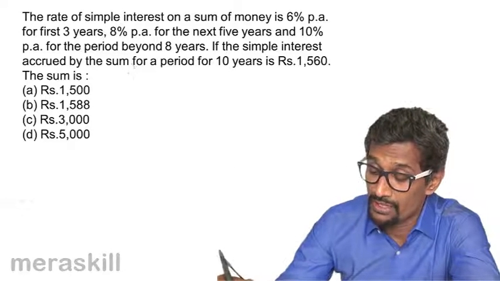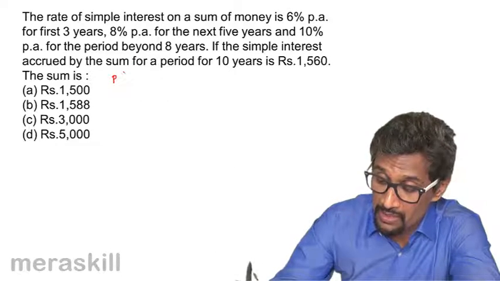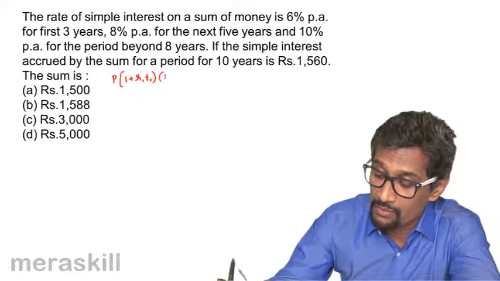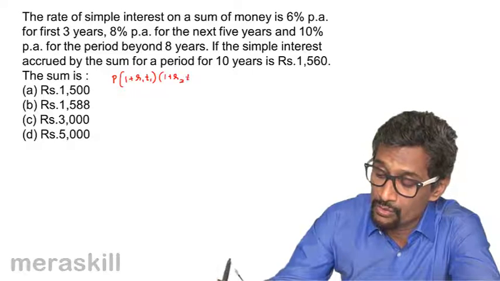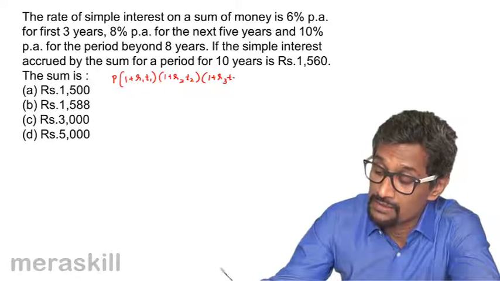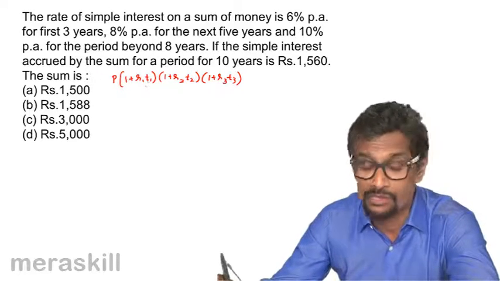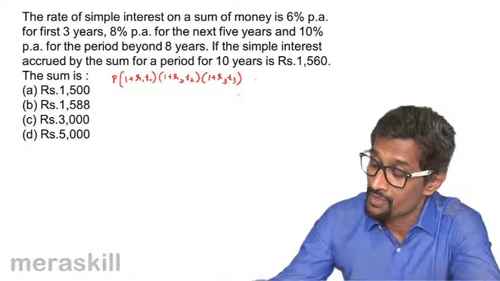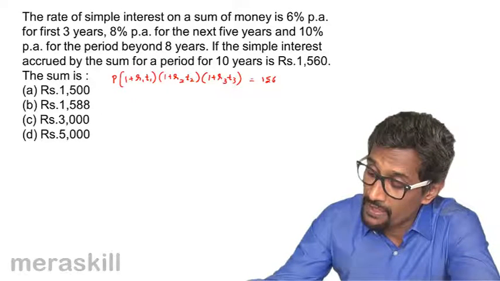So eventually our equation is going to be P into 1 plus R1 T1 into 1 plus R2 T2 into 1 plus R3 T3. This is a case of simple interest. If it was compound interest, it will be 1 plus R1 raised to T1, that way. And this turns out to be 1560.